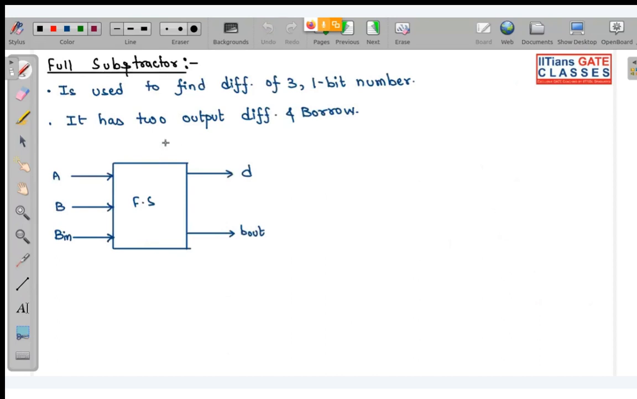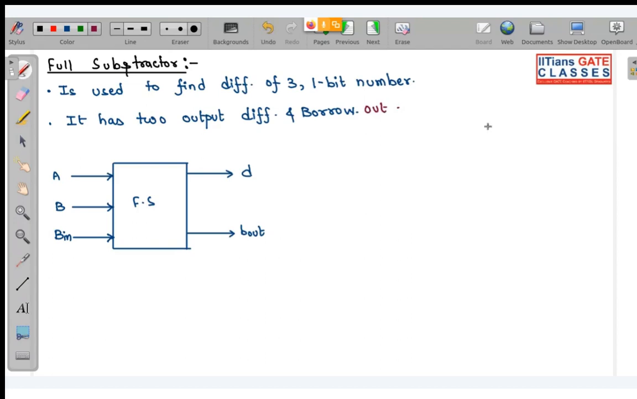Now I am not drawing the circuit diagram. Okay, you can draw it yourself also. So the next we have is the full subtractor. So in full subtractor, what do we have? We have basically two 1-bit numbers along with an input borrow. So here also we have two outputs, that is difference and borrow out.